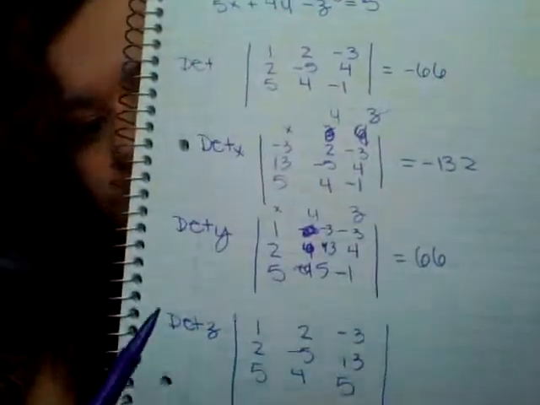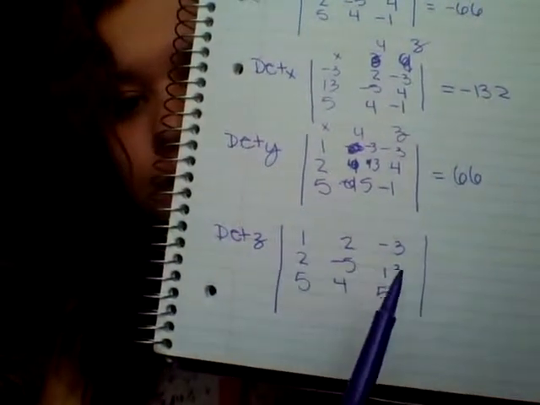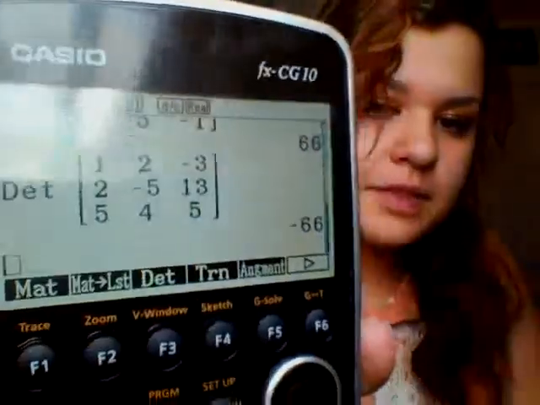So, okay, now the last one, the determinant for z. So now, 1, 2, 5. Okay, once again, I wrote down the column for x and y, and I wrote -3, 13, and 5 for the determinant of z. So now I'm going to plug these into my calculator. And the determinant for the matrix C of z equals -66.